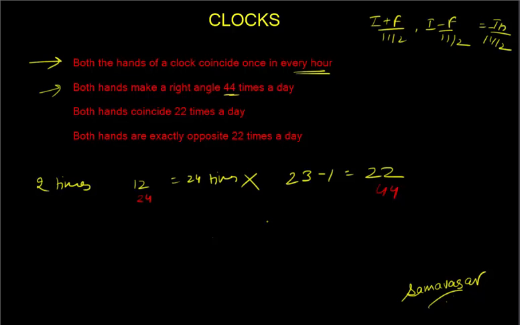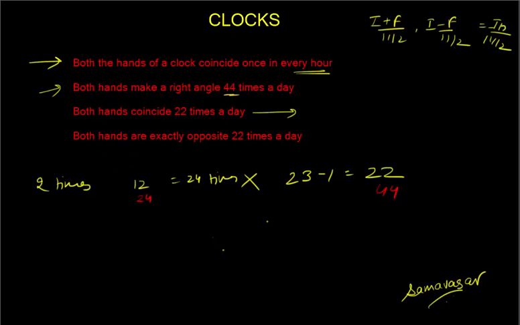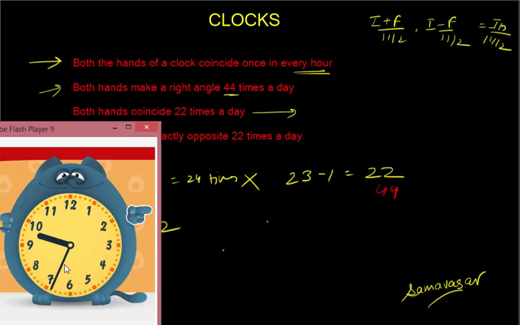So you could memorize this. Basically this is for your, if there's a quick question on those lines. Now both hands coincide 22 times a day. So why do we have 22 times? Again, when the hands are coinciding, so let's take in 12 hours again, we learned that both hands of the clock are coinciding once in every hour. So they should coincide 12 times. So what is happening here?